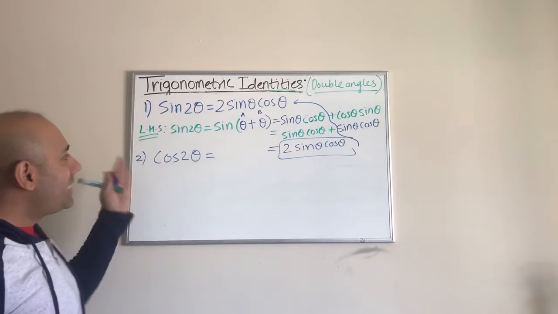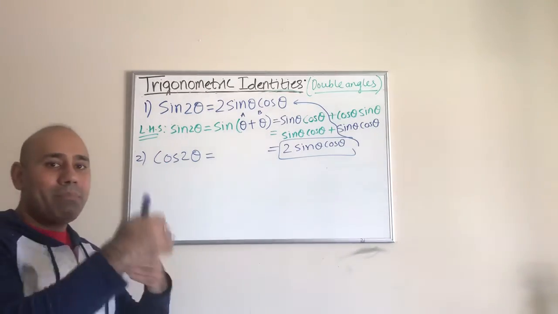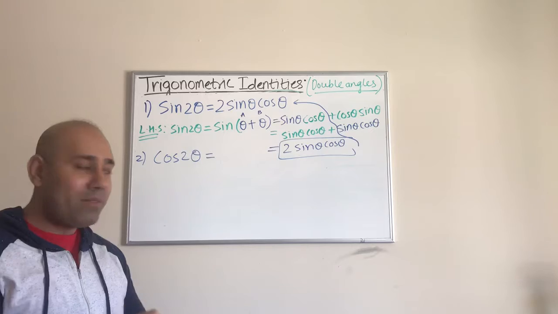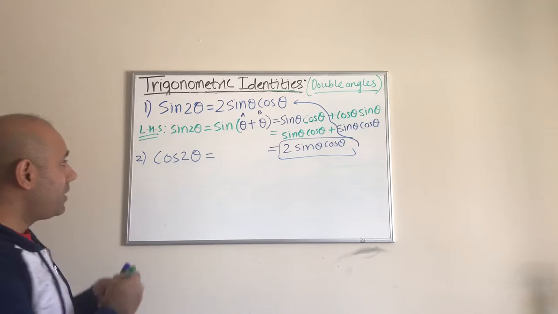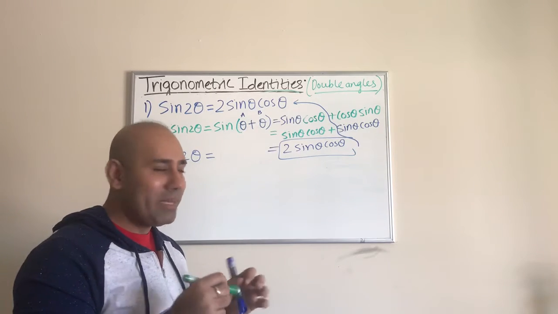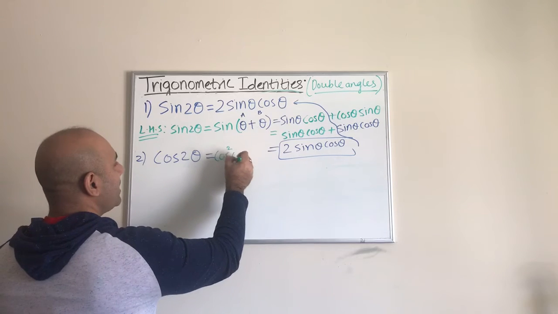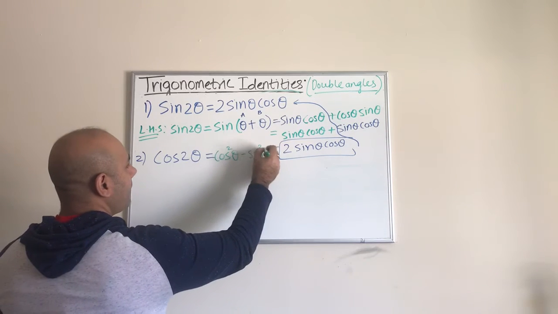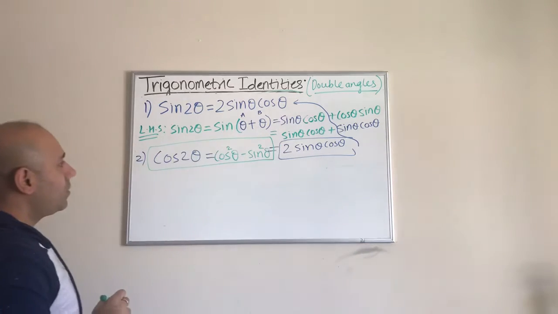So we can do the exact same thing for the cosine 2 theta. We can break this down as cosine theta plus theta, and then use the sum of the cosine formula, and then finally we'll end up with the formula, which in this case is slightly more complicated than this one. So the formula looks like this: cosine square theta minus sine square theta. That's how the formula looks for cosine 2 theta.